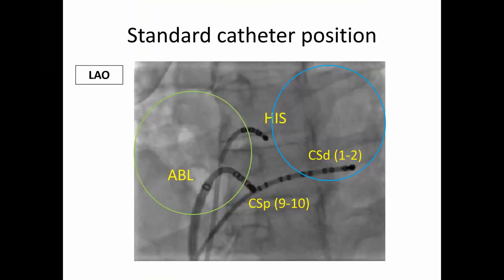So this is really what we're talking about, the approach to EP study. And I guess first up is just catheter positioning. So this is a standard LAO view. I've tried to mimic where the tricuspid annulus would be in green and the mitral annulus in blue. And usually we do a two-wire study, at least where I work at Royal Melbourne St Vincent's, where there'll be two diagnostic catheters.